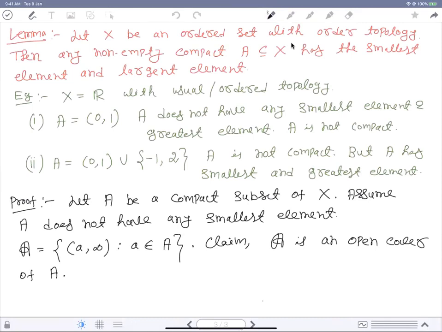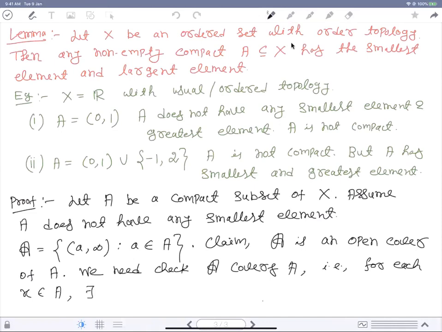Now obviously these are open sets, so we need to check that this covers A. That means for each point x belongs to A, there exists some element, say A alpha, belonging to that set script A, such that x belongs to A alpha. So we need to check that only, right? Okay.